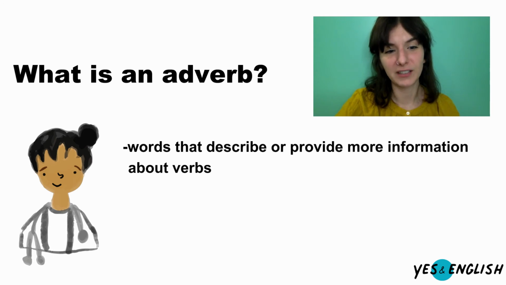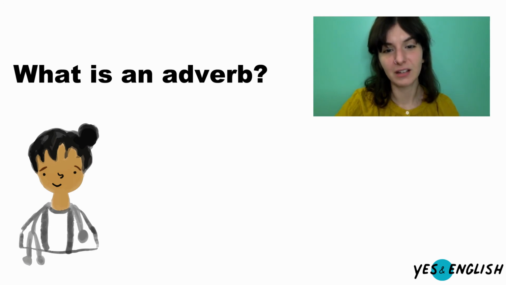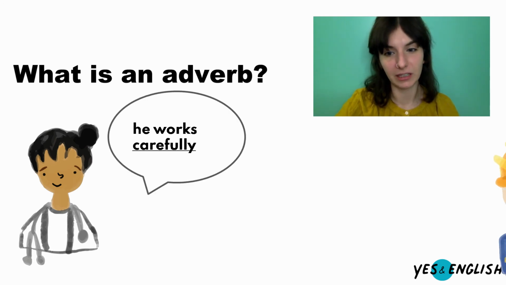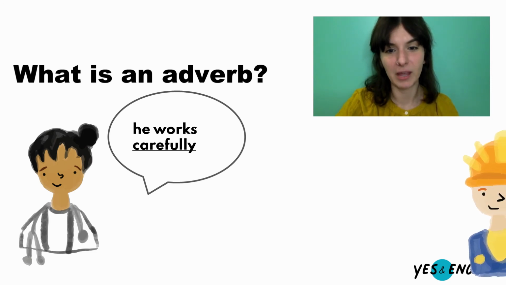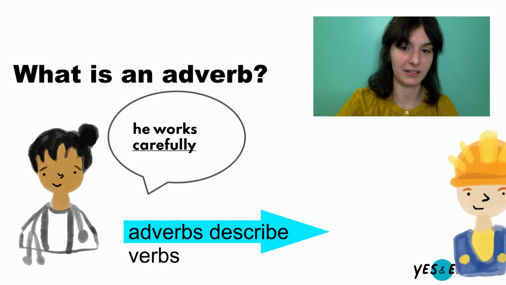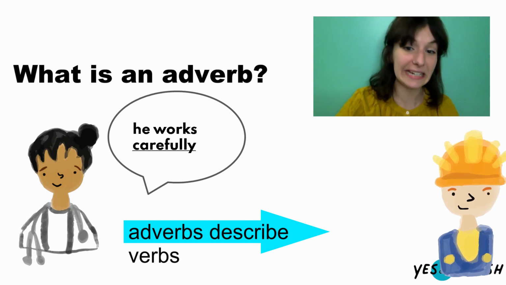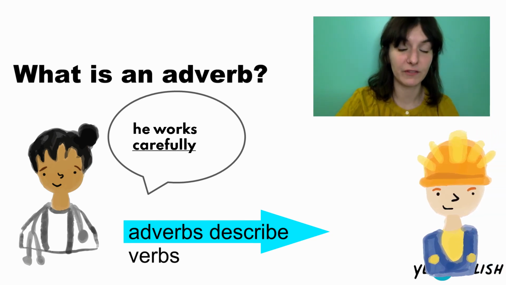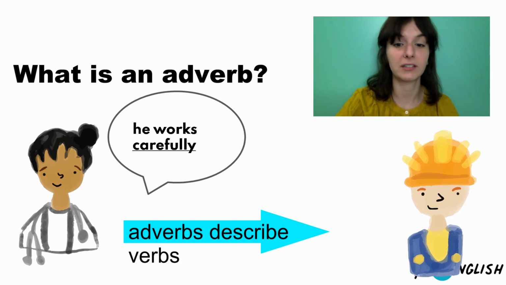So, for example, he works carefully. Okay, so carefully here is an adverb. And what is it describing in the sentence? It's not describing he, it's describing the verb works. He works. How does he work?